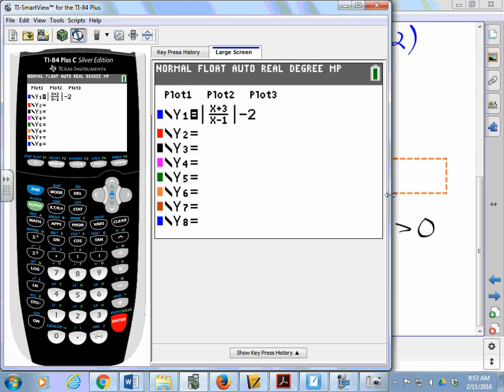All right, so you would have ABS parenthesis x plus 3 close the parenthesis, divided by parenthesis x minus 1 close the parenthesis, and then close another parenthesis, and then minus 2. All right, did you do it? I've done that. Okay, all right.